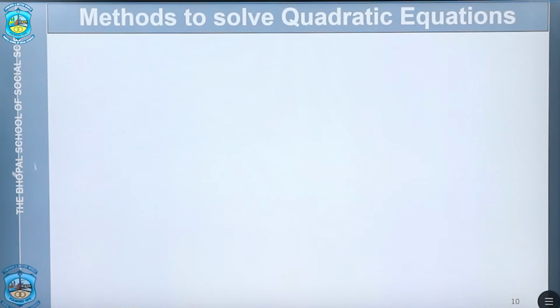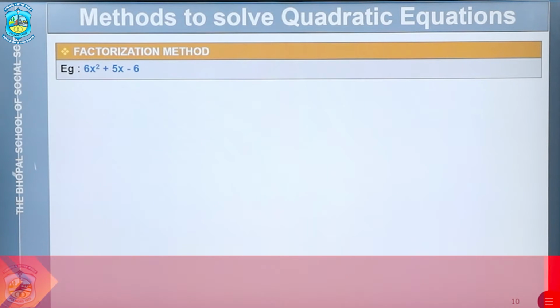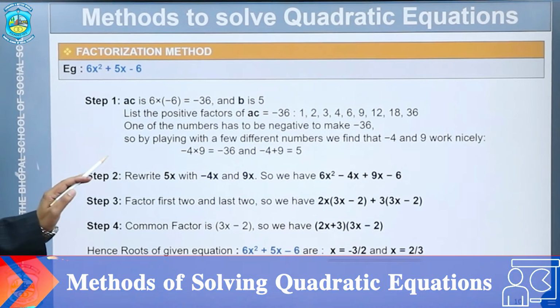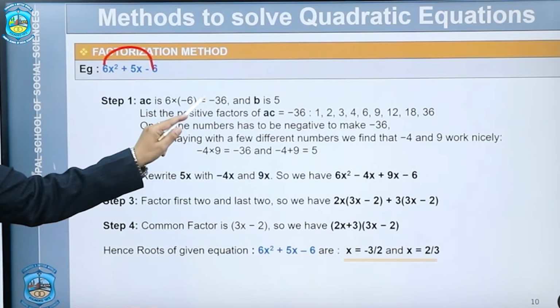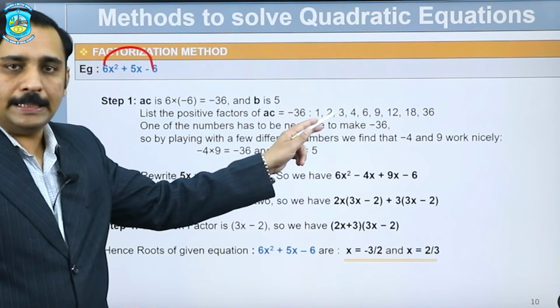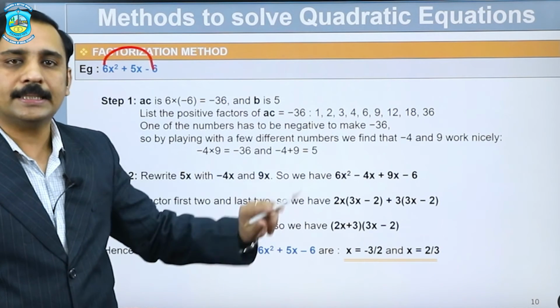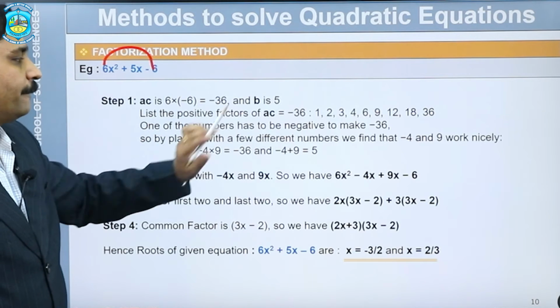Let us take another example. We have 6x square plus 5x minus 6 equal to 0 as our equation. Now here what we need to do, first we need to multiply these two. Our answer is minus 36. We will find the divisors of 36 as 1, 2, 3, 4, 6, 9, 12, 18 and 36, to obtain the total of the two divisors as 5, right?